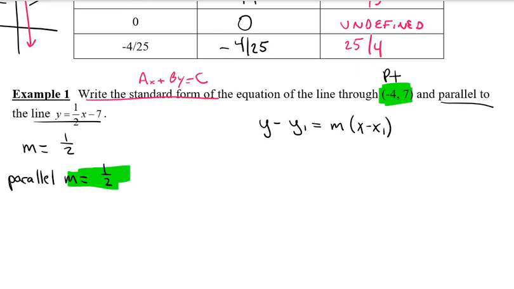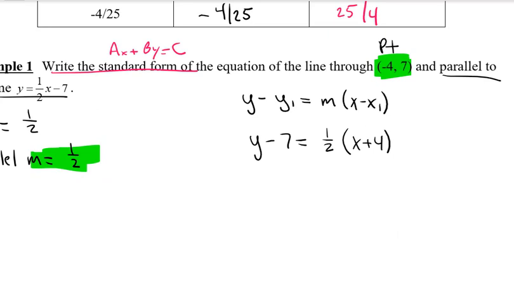So we will substitute in the negative 4 and the 7 for the x1 and y1 values, and the parallel slope is what's going to go in for the m. So we're going to start off with y minus 7 equals the slope, 1 half, times x, and be careful here, it's going to be plus 4. So x plus 4. Now the equation that I have written right now is in point slope form. I don't want it in that, I want it in standard form. So I have to do a little bit of arithmetic here to do that.